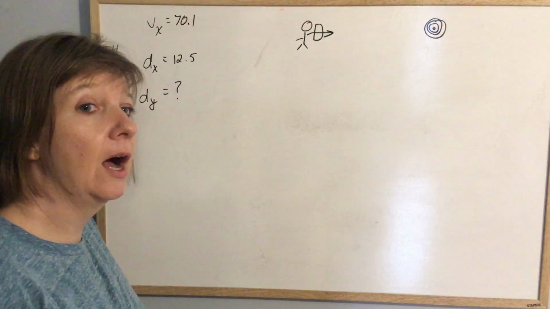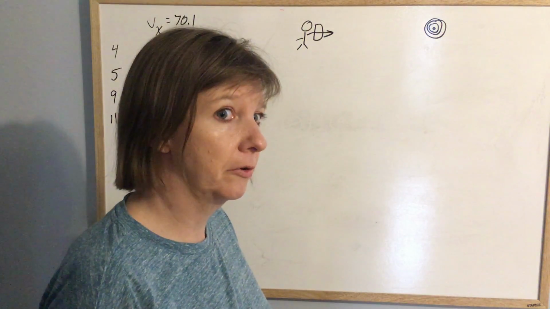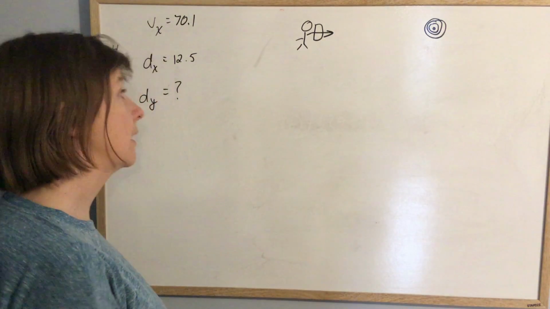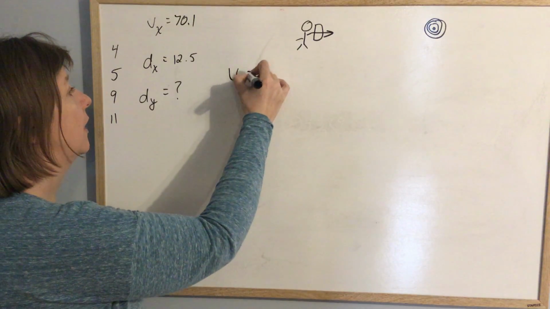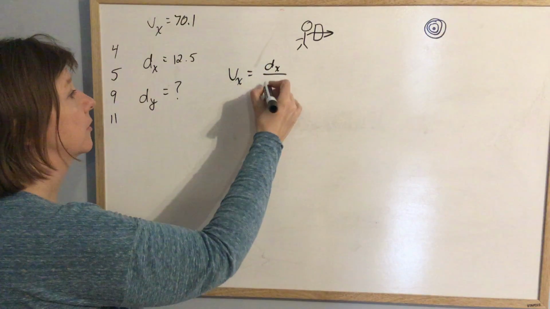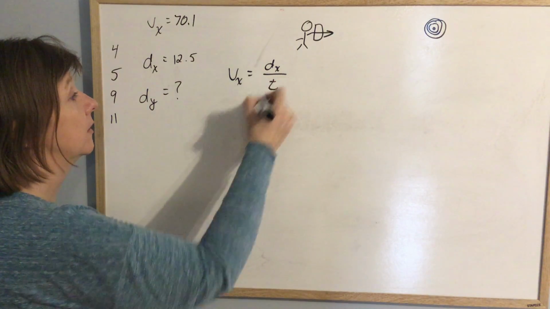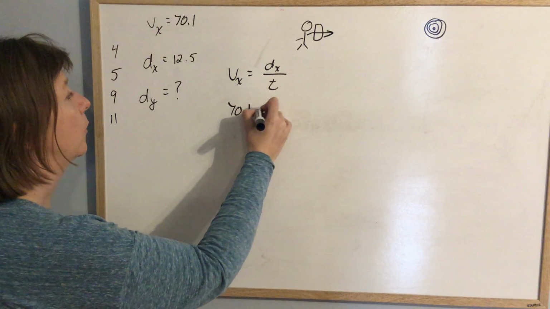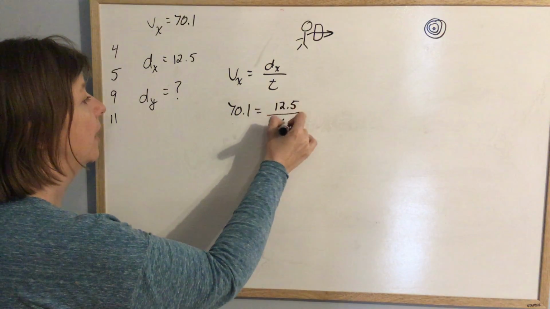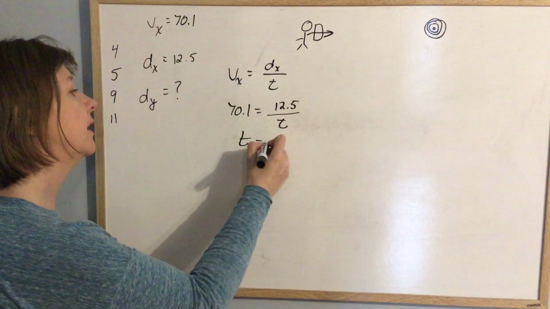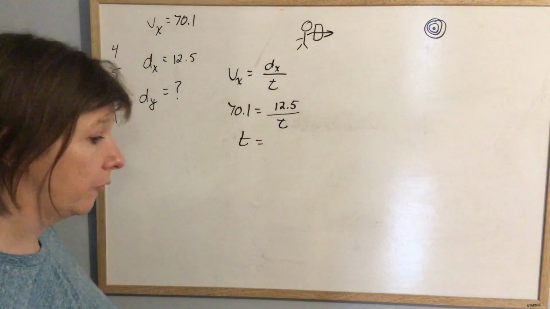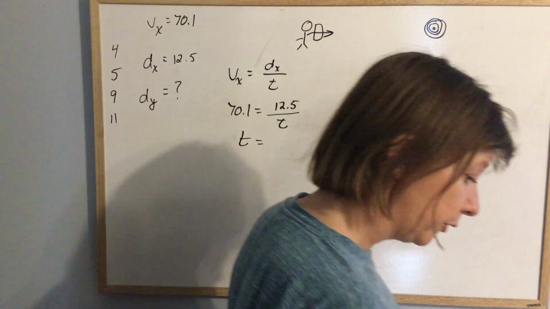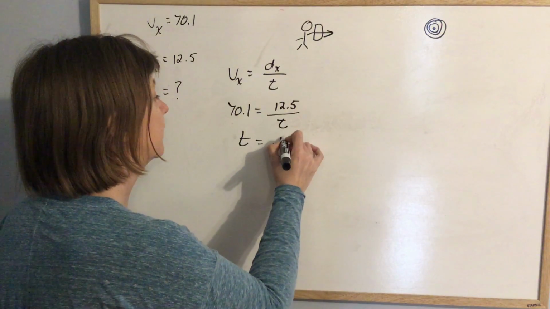So again, I know that time is my connector. I know that velocity horizontally stays the same. And I know that horizontal velocity is equal to horizontal distance or displacement divided by time. I know two of those three. I know this is 70.1, I know this is 12.5, and I want to know t. So I can figure out t because I can do 12.5 divided by 70.1, and what I end up with for time is 0.178 seconds.